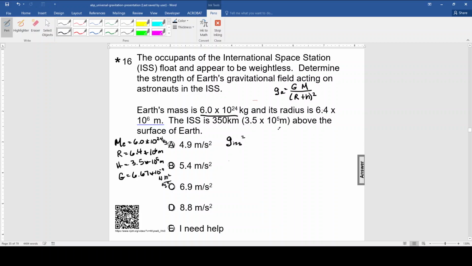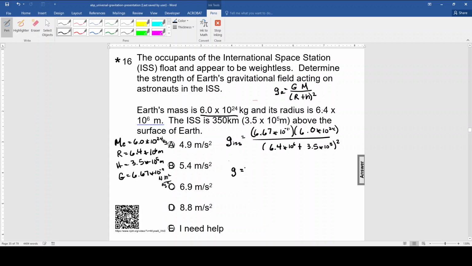both squared. So we begin with 6.67 times 10 to the negative 11, and we are multiplying that by the mass of the Earth, 6.0 times 10 to the 24th. They are our two variables that are on the top. As mentioned before, we must add our radius and our height before we square them. So our radius is 6.4 times 10 to the 6th, and we are adding that to 3.5 times 10 to the 5th. Again, before we square both of those.